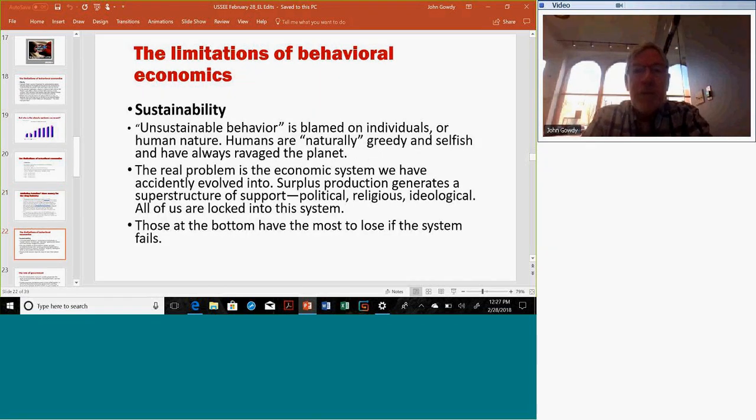The next topic has to do with sustainability. I put quotes in here because some of them are from pretty prominent ecological economists. But in the literature, unsustainable behavior is blamed on individuals or human nature: naturally greedy and selfish, these ravaging hunter-gatherers sort of marching across the planet, overkill, which can happen based on some recent studies of climate and extinction of large mammal species. But anyway, the real problem is the economic system we've sort of accidentally evolved into. Plus, production generates a superstructure of support, political, religious, ideological, and so on. We're locked into this system.